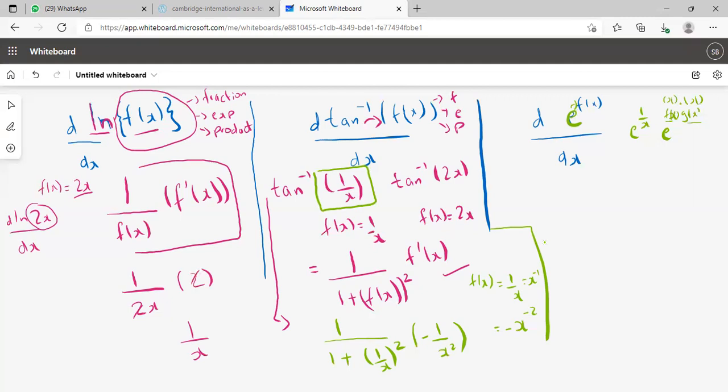So the rule is e to the f of x would come as it is, and the derivative of this exponent, that is f of x, would come here. Derivative of f of x is f dash x. Are you clear now? Perfect, excellent. So let's do the second homework question now.